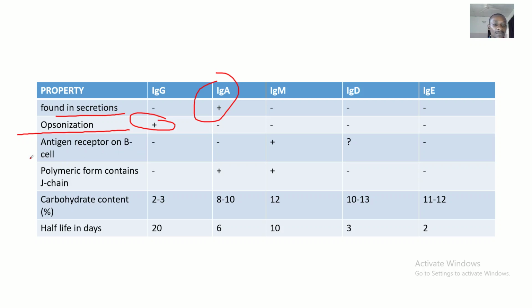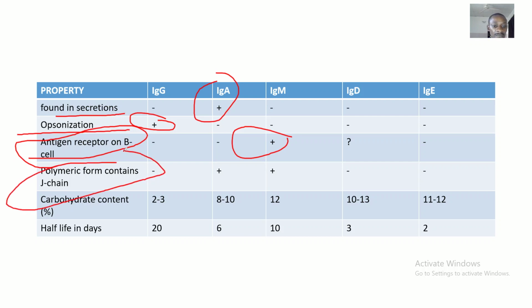Then how about antigen receptor on B cell? Only immunoglobulin M has antigen receptor on B cell, so the rest of them do not have. Then polymeric subunits are joined by the J chain. You know that immunoglobulin A is a dimer, so it is joined by a J chain. Immunoglobulin M has 5 subunits, so these 5 subunits are joined by a J chain.